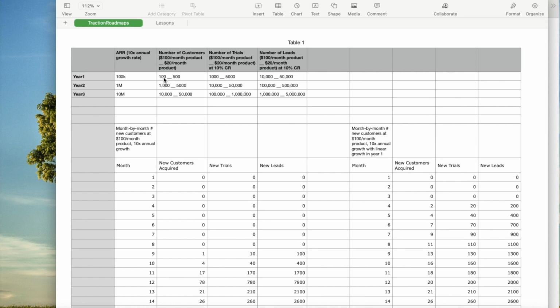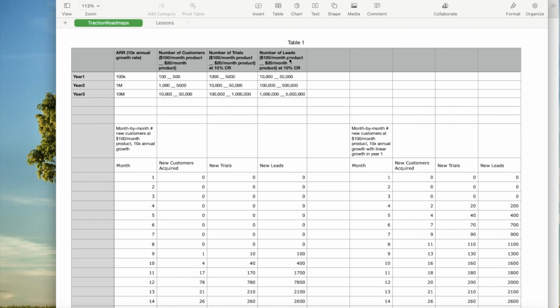At the end of year 1, let's just assume the $20 a month offering, I would need 500 customers. At the end of year 2, I would need 5,000. At the end of year 3, I would need 50,000. The total conversion rate from number of leads to number of customers is 1%, so this column is going to be 100 times this column. In year 1, I will have to have attracted 50,000 leads. In year 2, 500,000. Year 3, 5 million.